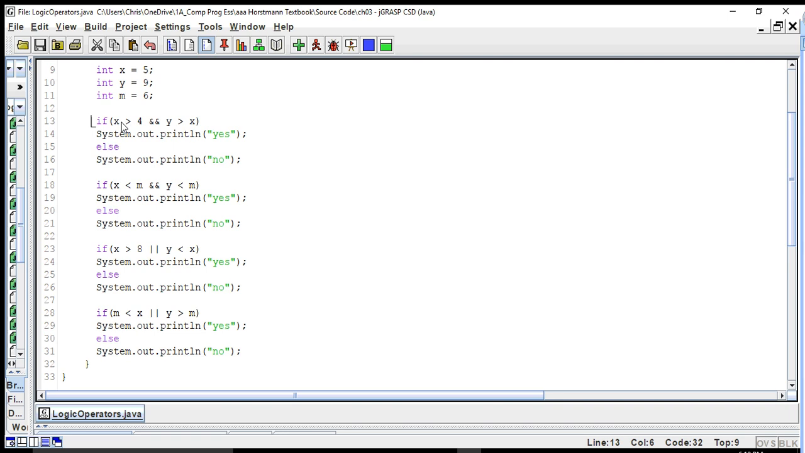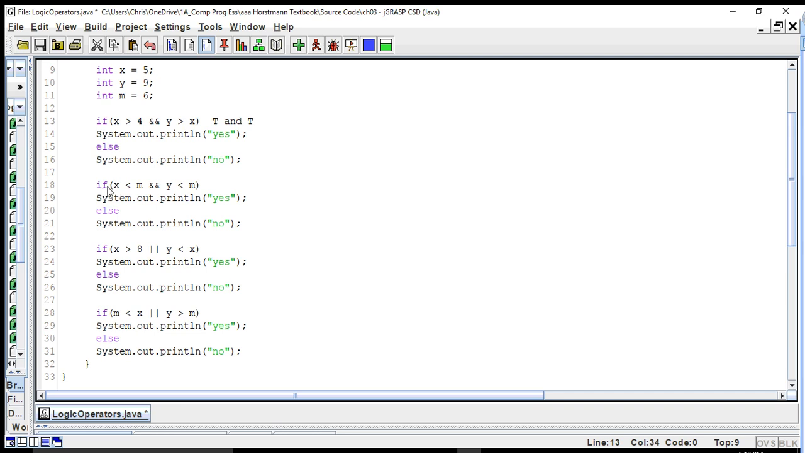The first one goes, is x, which is 5, greater than 4? That's going to be true. And is y greater than x? No, it's false. So since they're not both true, then that means this is false. Let me make sure I did that right. X is greater than 4, it's true. Y is greater than x? Yes, that is true. And so since they're both true, it's going to print yes.